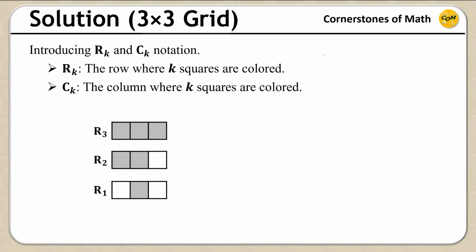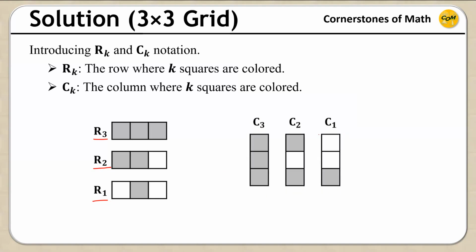For the sake of simplicity of the solution, we require a new notation to indicate rows and columns in the grid. Let R3 denote the row in which all 3 squares are colored. In a similar manner, R2 denotes the row in which 2 out of 3 squares are colored, and R1 denotes the row in which 1 out of 3 squares is colored. In a similar manner, we can also define columns C3, C2, and C1.